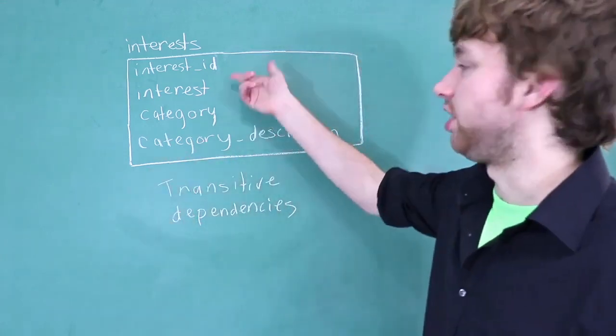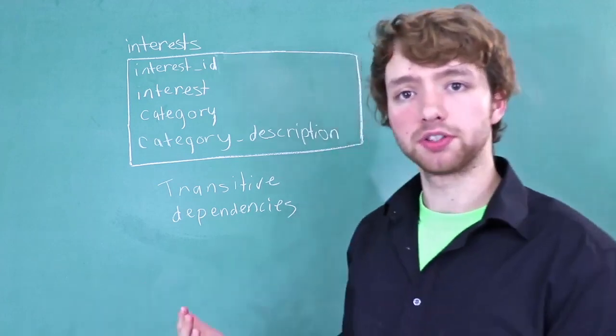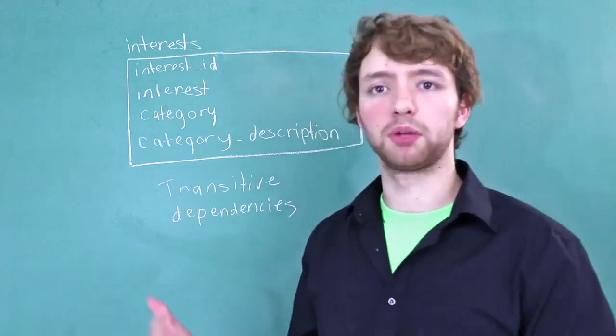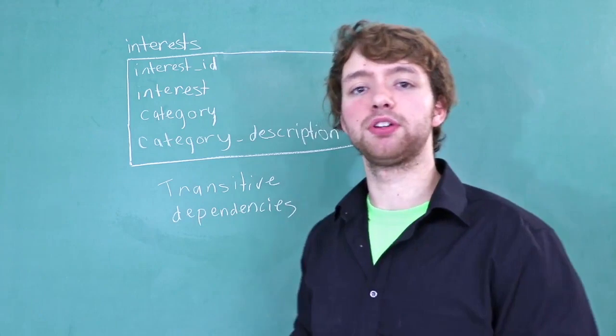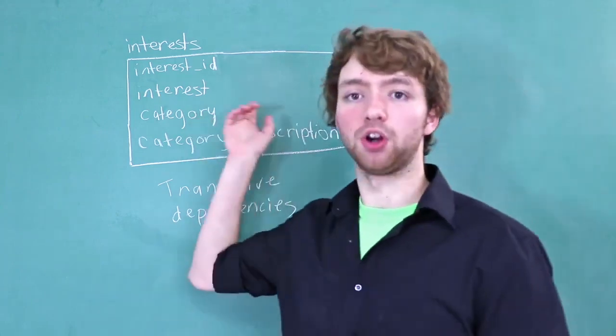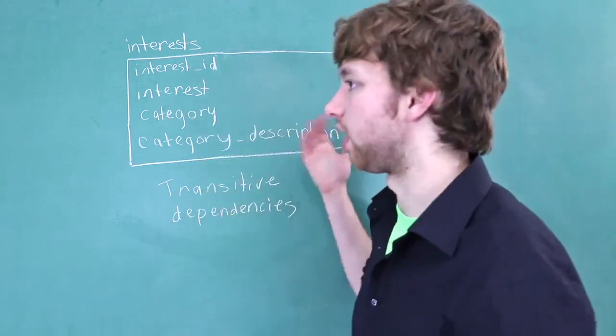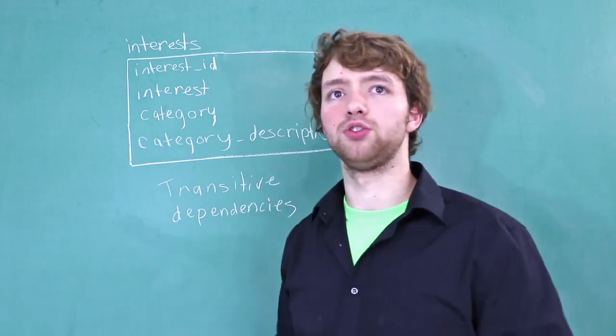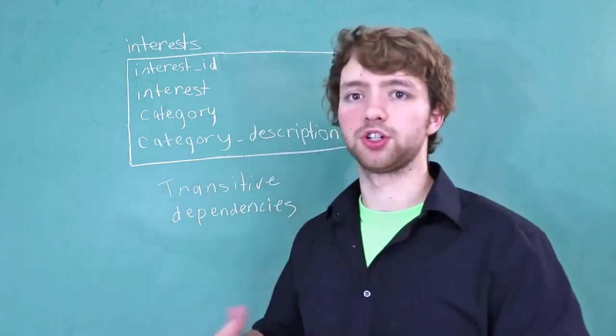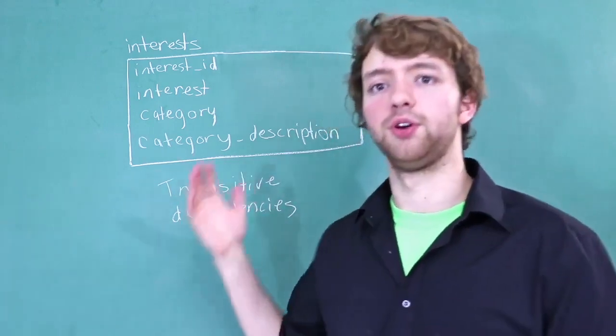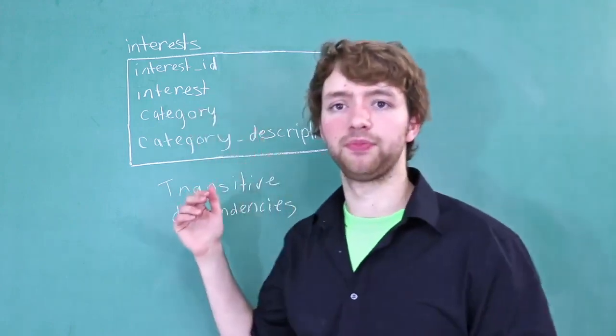Now, if we change the interest we're talking about to something else, like, you know, acrylic painting, well, now we're going to be talking about art. So the category might be art. And the description would say, oh, anything relating to the creation or production of whatever, you know, that would be the description of the category.